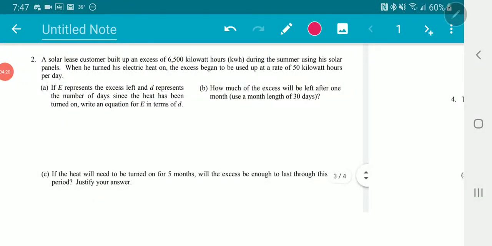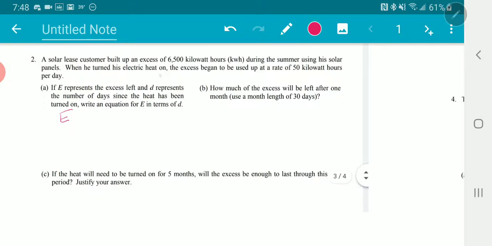Question 2 says a solar lease customer built up an excess of 6,500 kilowatt hours during the summer using his solar panels. When he turned his electric heat on, the excess began to be used up at a rate of 50 kilowatt hours per day. If E represents the excess left and D represents the number of days since the heat has been turned on, write an equation for E in terms of D. So we want our equation for E. So that means we're starting with E, my excess electricity, in terms of D. So my D is going to end up being on the other side.